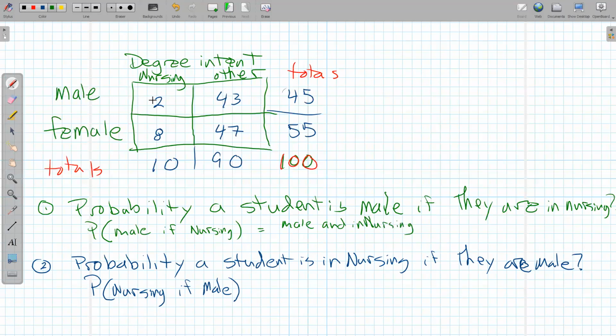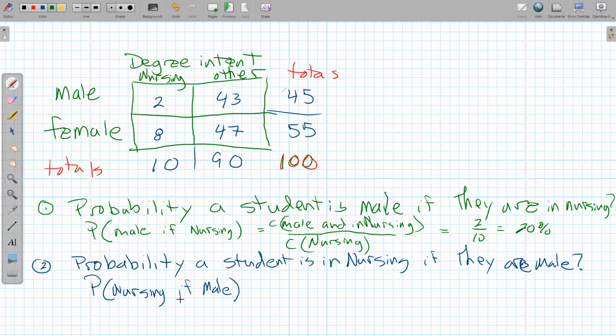And that makes sense, right? I'm talking about males, I'm talking about nursing, so that 2 should be important. So there's the males and in nursing. But now it's just out of the nursing students. So I count up these guys here, count up those guys there. So I have 2 males in nursing out of 10 nursing students total, which I could also state as 20%. So 20% of nursing students are male, is what this probability is talking about.